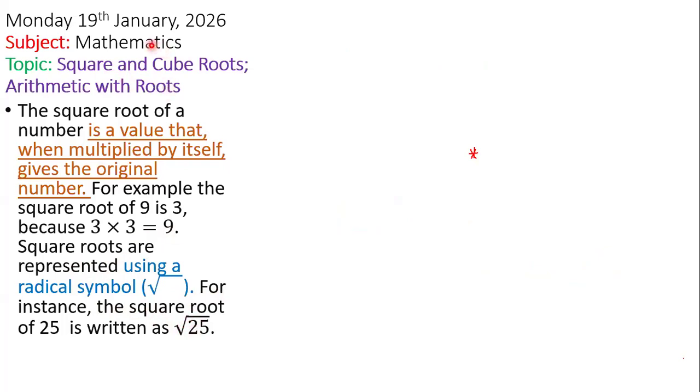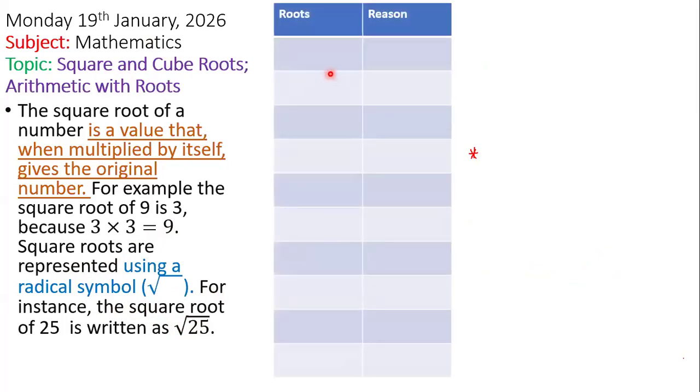All right, so let's go ahead and do the square roots of these numbers. I want you to construct a table, and I want us to consider the roots and the reason. First of all, what is the square root of 1? 1. Why is the square root of 1 equal to 1? 1 times 1 is 1. Very good, because 1 times 1 is 1. So write this table for me, please.